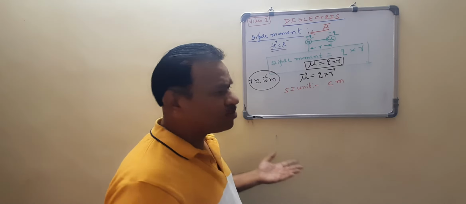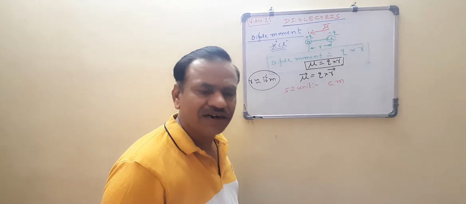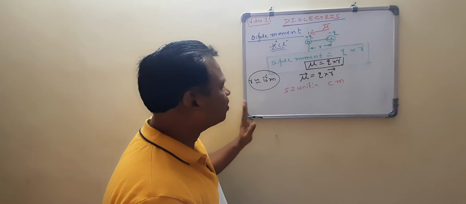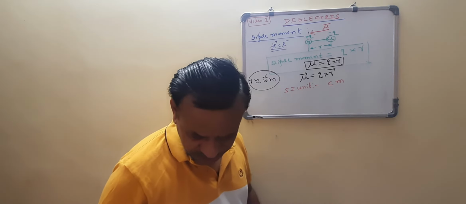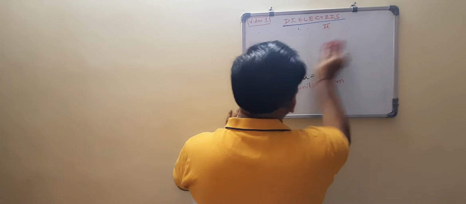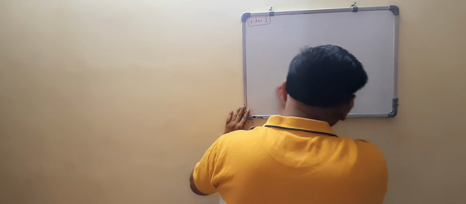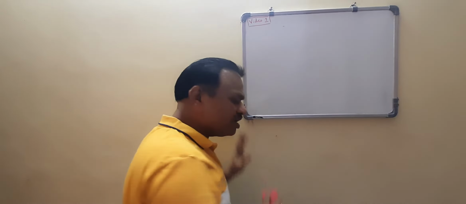Another example is sodium chloride, Na plus Cl minus. They are also separated by a finite distance, so it is also called a dipole moment. Next. What are dielectrics? Dielectrics are special kinds of materials, nothing but insulators, and they store electric charges in them.